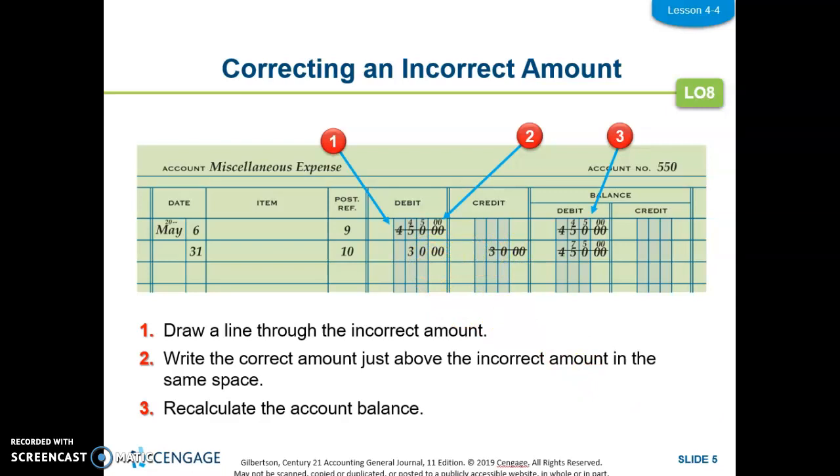Now, for you, when you go through your problems in this class, you should be using pencils. So besides this one lesson in this chapter, when they want you to fix errors, you should just erase them to make things easier.